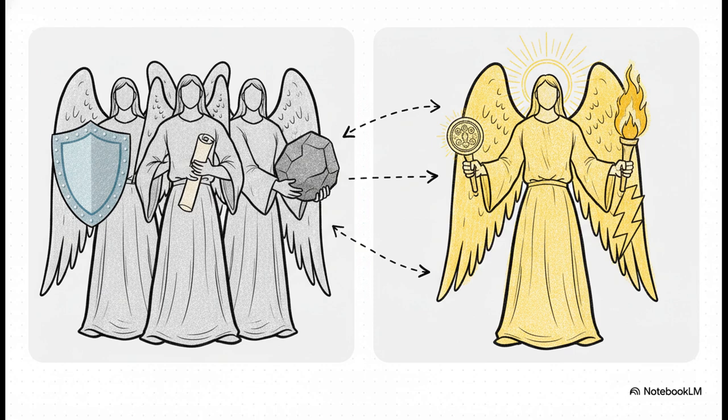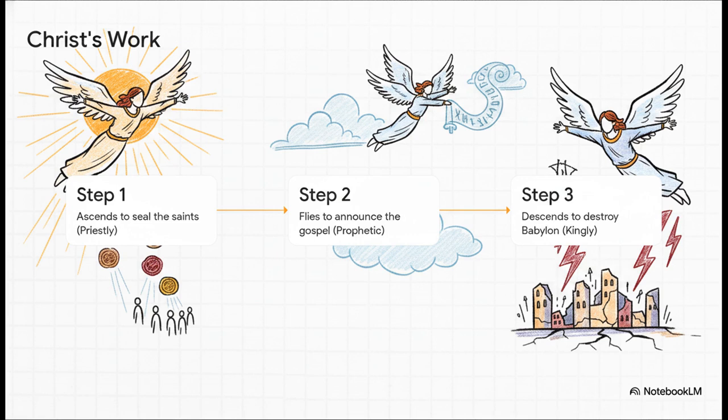The source material identifies these other angels as representations of Jesus Christ himself, carrying out matching duties. Just like those strong angels, this unified figure of Christ seals the saints, brings the eternal gospel, and executes kingly destruction. The absolutely crucial point here is how these three other angels, which we now understand represent Christ's unified work, move through very specific chronological steps.